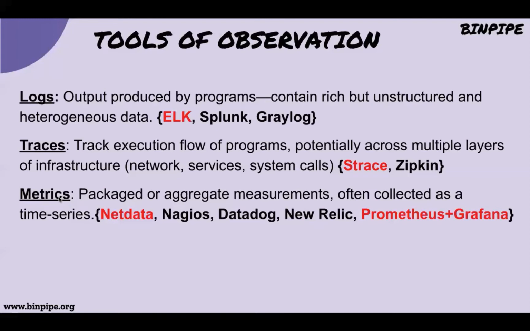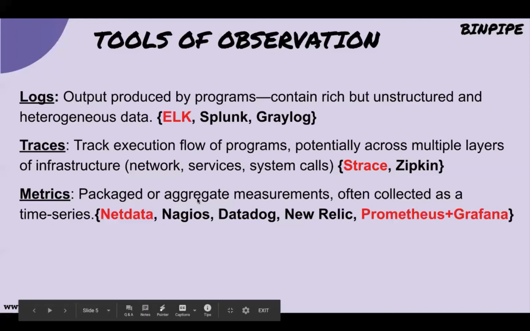Metrics will show the CPU had a spike of 90% or 100%, no more CPU resources were left, or the memory was completely used up, 88% of memory was used up by this particular service, and the rest of the services did not have sufficient memory, so the website went slow or crashed. So metrics tell you that part of the story, the reason why something happened and was recorded in the logs. Logs will record the event, but metrics will have the numbers. Packaged or aggregate measurements. This is what the metrics do.